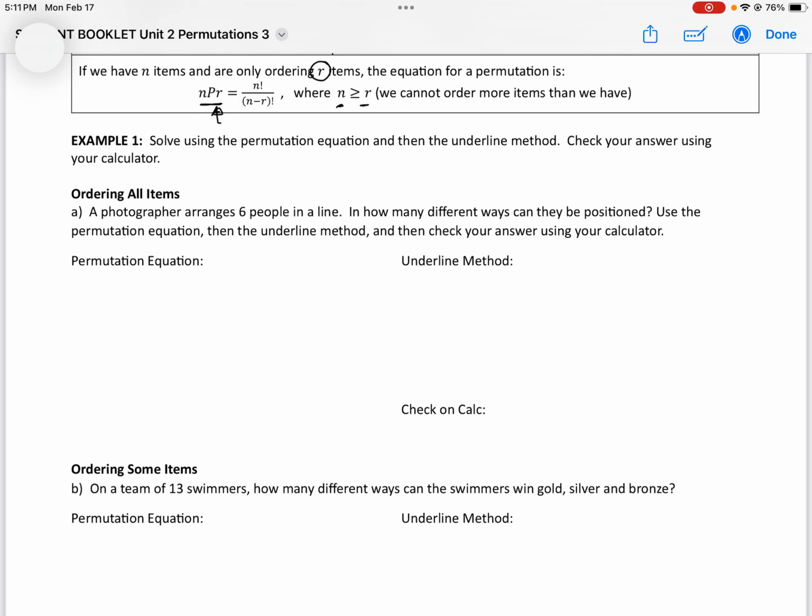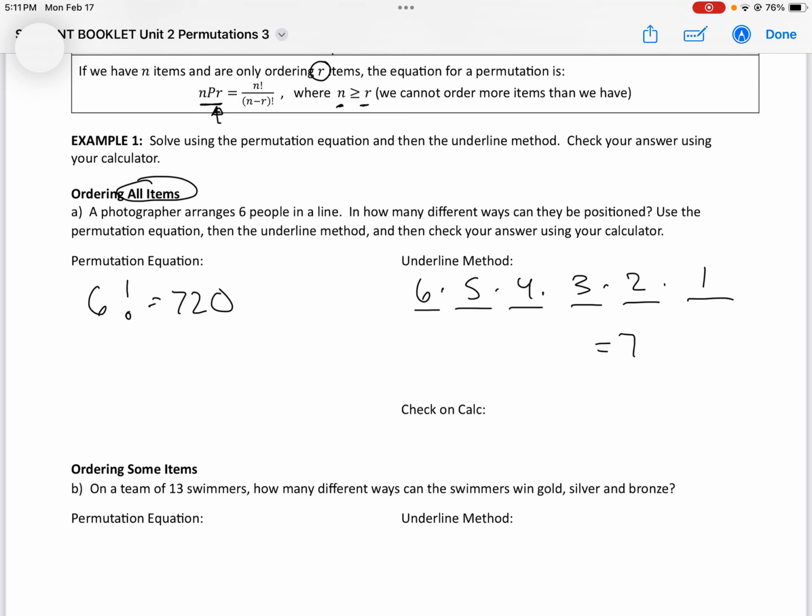So ordering all items. Here's our first question. A photographer arranges 6 people in a line. In how many different ways can they be positioned? We're going to use the permutation equation first. That's going to be 6 factorial. And if we put that into our calculators, that's simply 720. But if we use the underline method, that turns into 6 times 5 times 4 times 3 times 2 times 1, which is actually also 720.